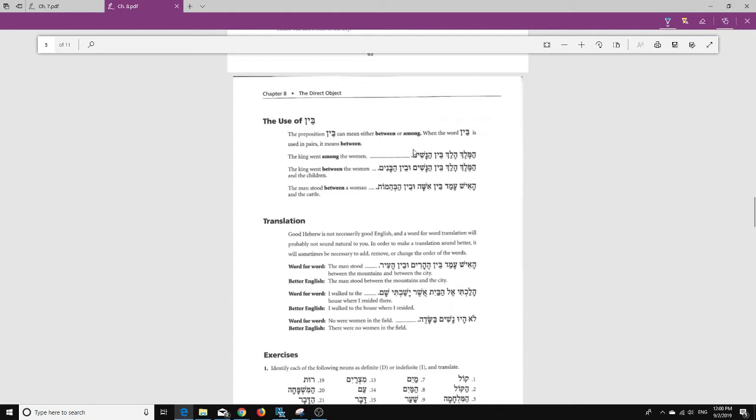And from context, this should be pretty easy to distinguish between. And I mean, worst comes to worst, try one definition. If it doesn't make sense, try the other. But let's see what the author is talking about here. Hamelech halak bain hanashim. The king walked. Let's first start out with between the women. I mean, that kind of makes sense. But maybe a little more sense would be the king walked among the women.